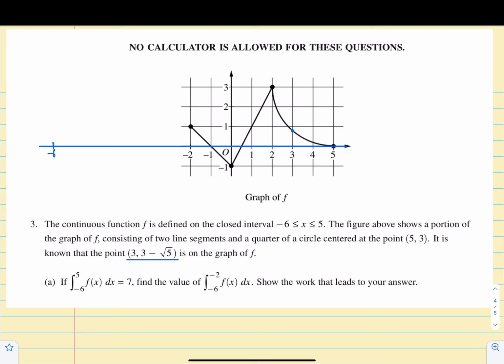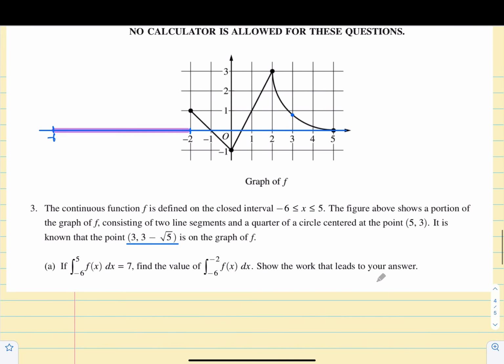And for the first question, it says the integral from -6 to 5 of f dx is 7. So the area from -6 to the part we don't know and the part we know, the whole area is 7. Find the value of the integral from -6 to -2 of f dx. So the part we don't know, I think this part, yeah, this part from -6 to -2. Show the work that leads to your answer.